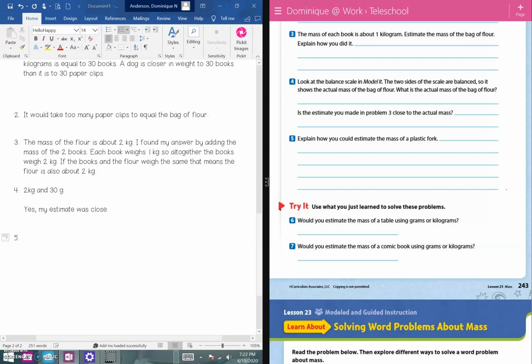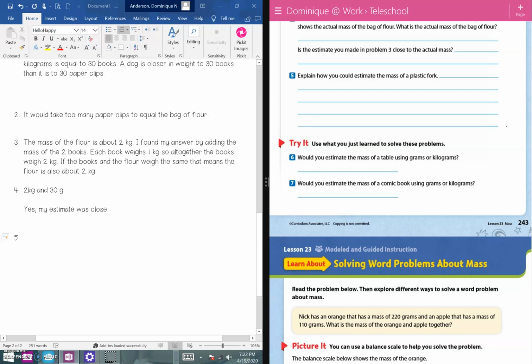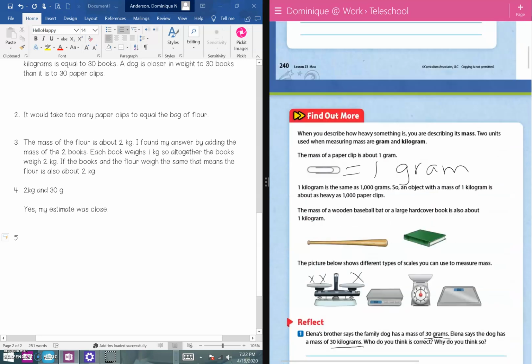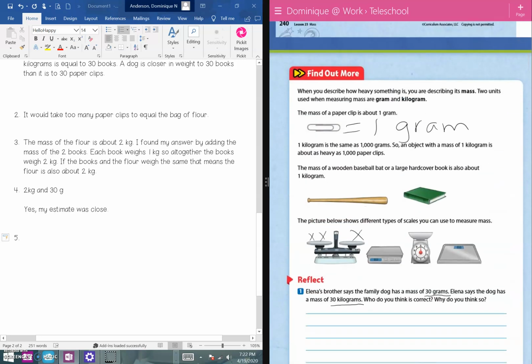Number 5. We're almost done for today, guys. Explain how you could estimate the mass of a plastic fork. So we've all seen plastic forks. We use them at school. So we know they're pretty light. So remember, if we scroll back up to the top, our hardcover book weighs 1 kilogram. Our paper clip weighs 1 gram.